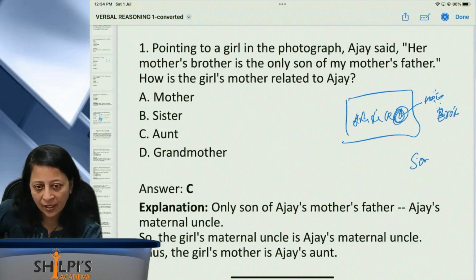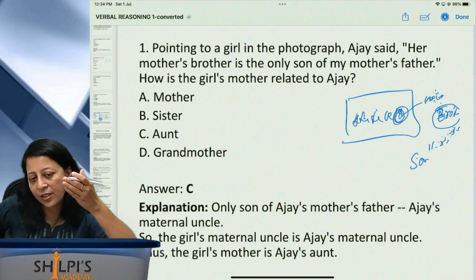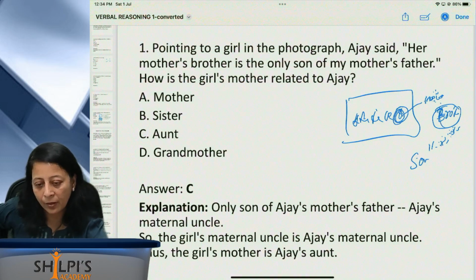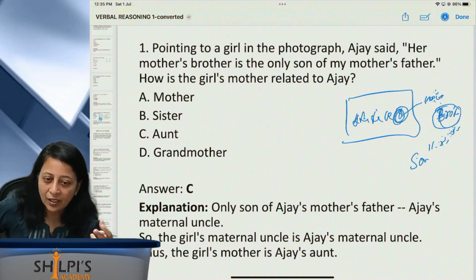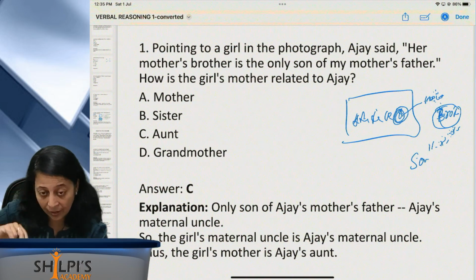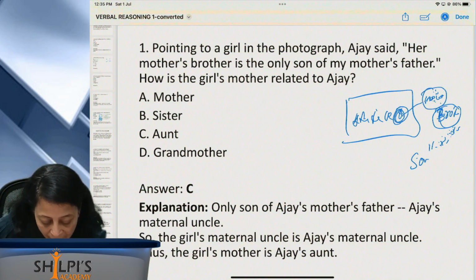He is telling that this brother is the only son of my mother's father. My mother's father means their grandfather's son is the only brother. Okay, so they are connecting in two ways. Who is he? Okay, how is the girl's mother related to this boy Ajay? This girl's mother, how is she related to this boy Ajay?